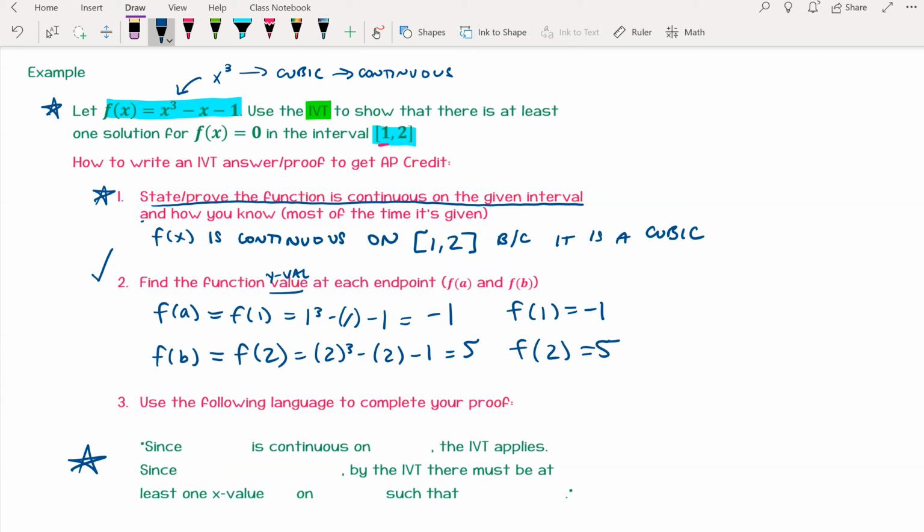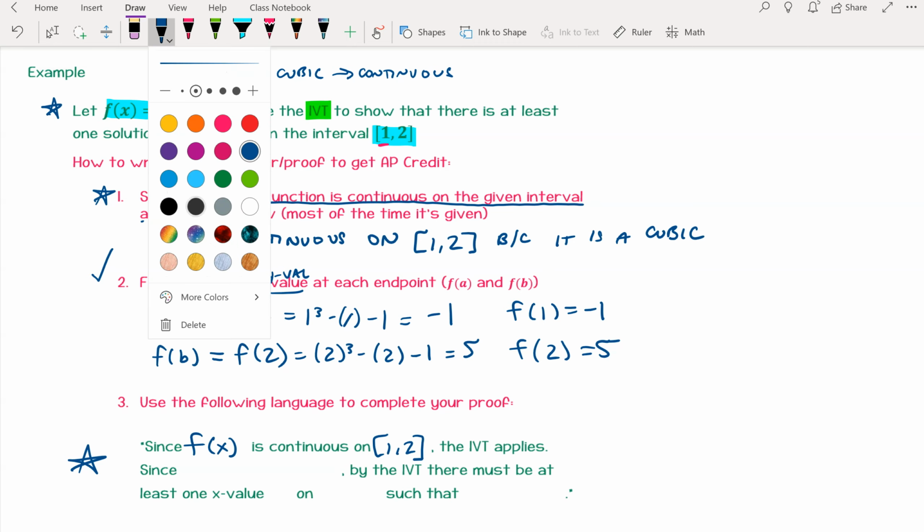Since f of x is continuous on the interval 1, 2, the IVT applies. All right, that's where we're going to start. Now, before we move to the next part, we need to talk about what this means graphically. We're just going to very quickly go over this.